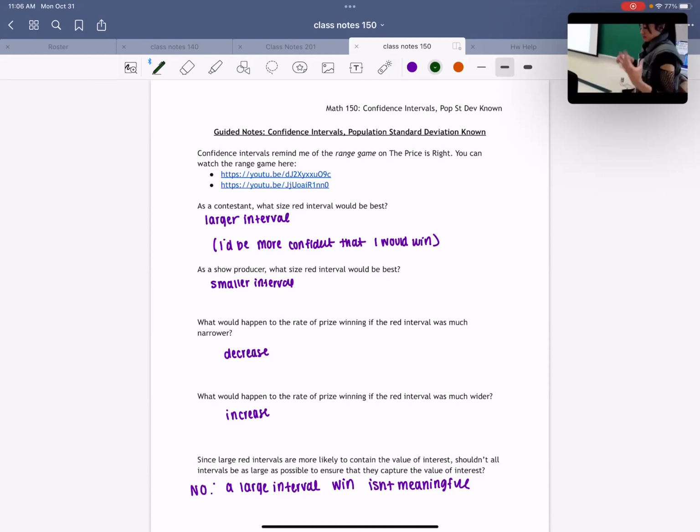Now, to give you intuition on the subject, I showed the range game on The Price is Right, and the rising and falling red interval is a confidence interval. If you had a really large interval, a lot of people would win the game, but it wouldn't mean that much. If you had a really tiny interval, not many people would win the game, okay? The goal is to make this interval large enough so that enough people win the game to make it interesting, but small enough so that it's actually meaningful, okay?